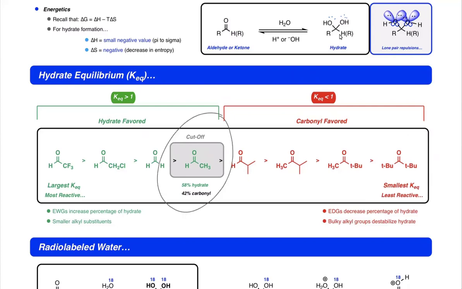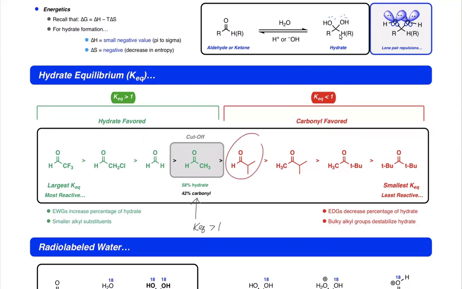Now let's create a reference point for the cutoff for where KEQ is greater than 1. The structure here, acetaldehyde, an aldehyde with just a methyl group, is your reference point for where KEQ becomes greater than 1. Anything less reactive than acetaldehyde would have a KEQ less than 1. That would mean that the carbonyl is favored and the percentage of carbonyl is greater than the percentage of hydrate. So acetaldehyde is our reference point. Anything including acetaldehyde and more reactive than acetaldehyde will have a KEQ greater than 1. That means the hydrate is going to predominate in that equilibrium, and as we increase reactivity, we have an even larger KEQ value.